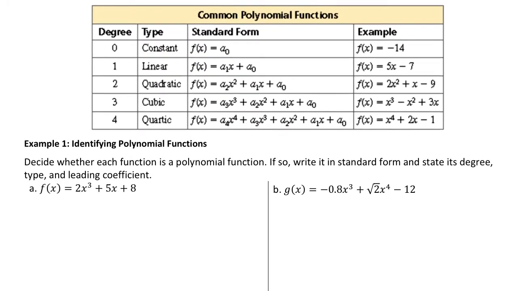So some common polynomials, ones we've already worked with: we've worked with constant functions. A constant function is f of x equals just a number, no variable. Constant means it doesn't change. This has a degree of 0. A linear function, 5x minus 7, has a degree of 1 because 5x has the highest power, x to the 1. Quadratic: the highest power is 2, so it has a degree of 2. Cubic: the highest power is 3, so it has a degree of 3. Quartic, a little more obscure, has a degree of 4 because the highest power term is 4.